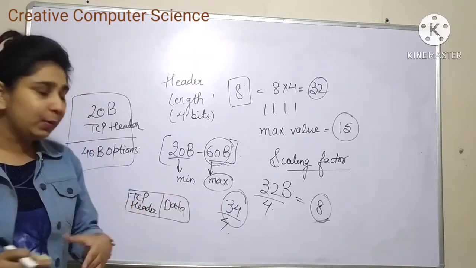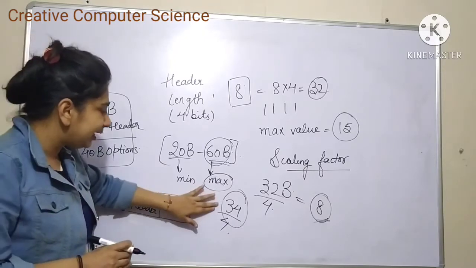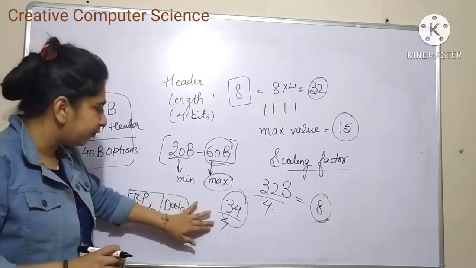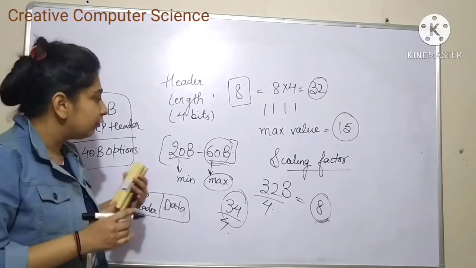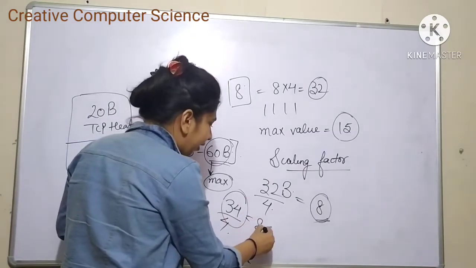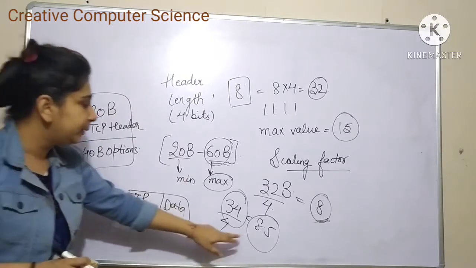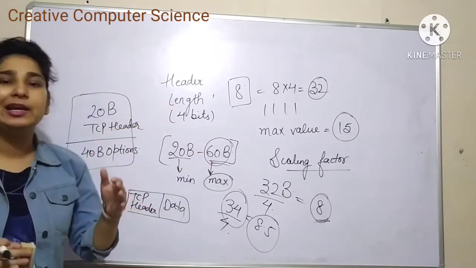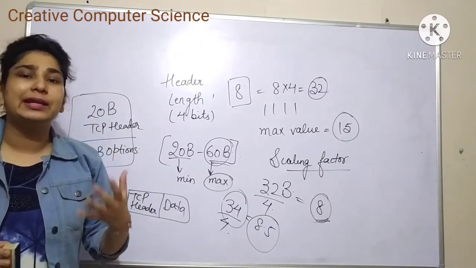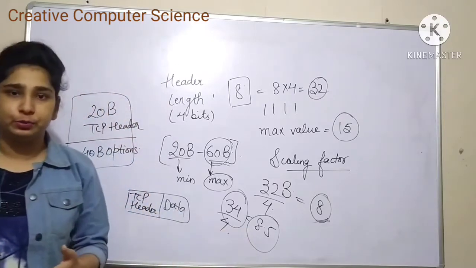Okay, so what you are actually getting is a floating number value. If you divide 34 by 4, you are getting a floating value. What is the value you are getting? 8.5. But you can't keep this 8.5 value in the header length field of 4 bits. It is always going to store the integer value. It doesn't store the floating number value.